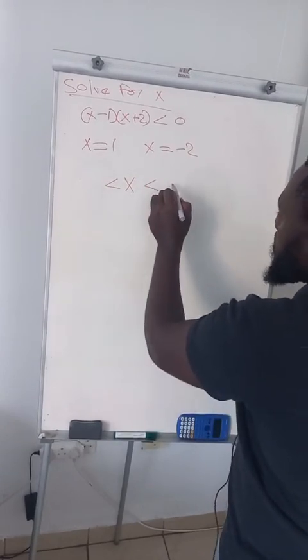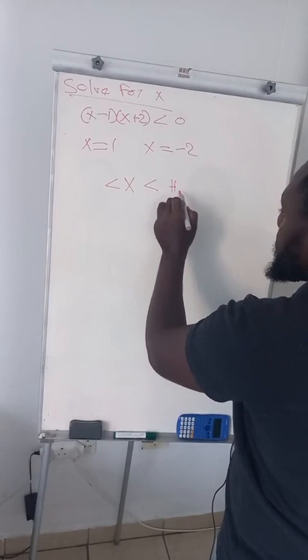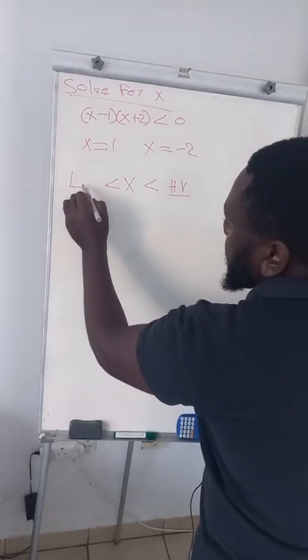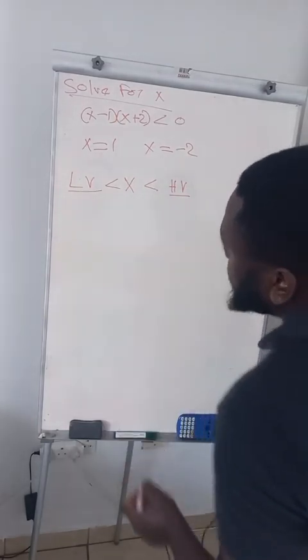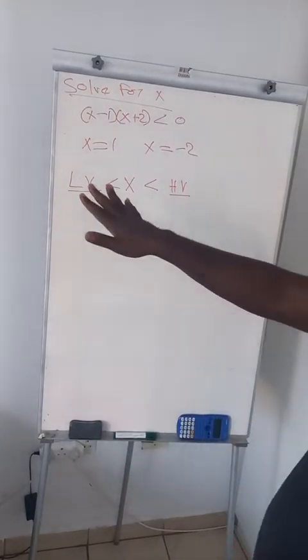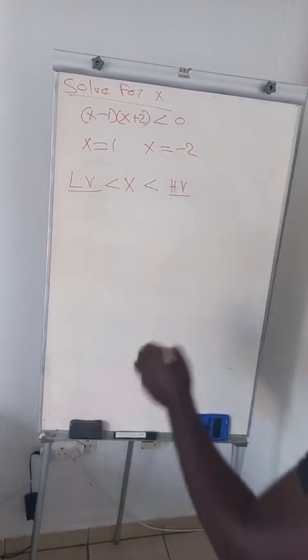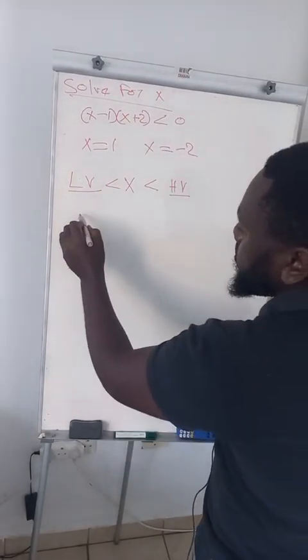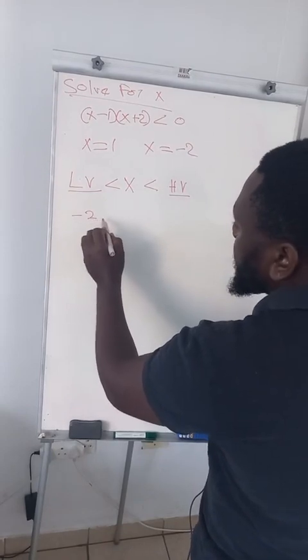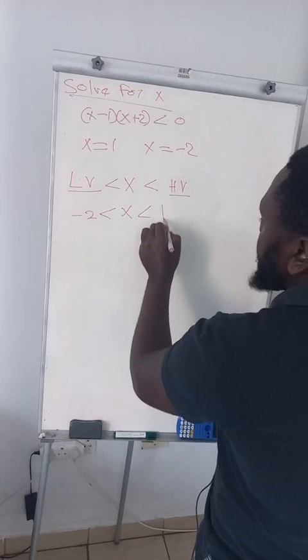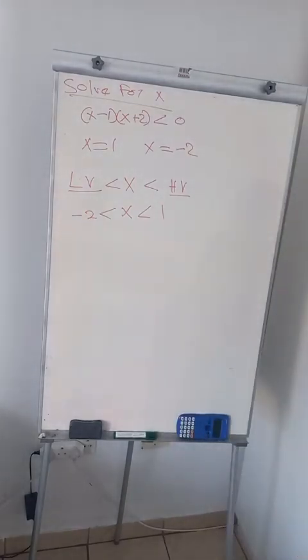This will be the highest value, I'll just write HV, and here I'll write LV. LV just means lowest value. So if you check between these two things, you'll see that the lowest value here is minus 2. So this will say minus 2 this side, less than x here, and then this will be 1 here. You get it?